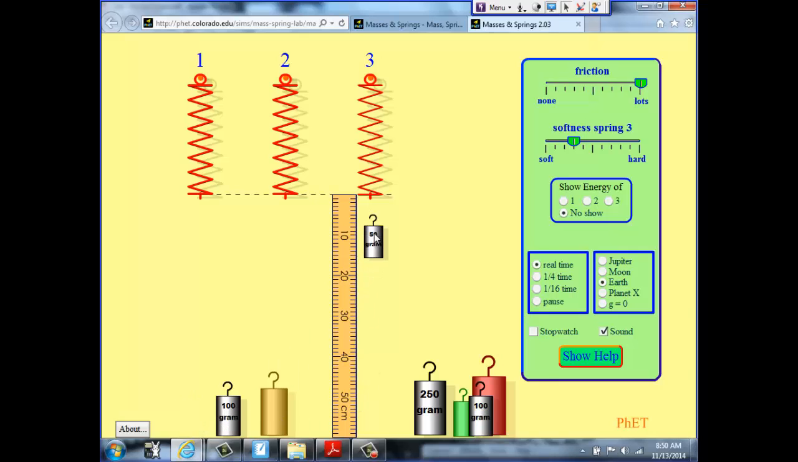So I'm going to start with a 50 gram mass. The first measurement we want to do is figure out how far the 50 gram mass pulled down on the spring. This is 10 right here, and I would argue that it's just before 10. So why don't we go 9.5? 9.5 centimeters.